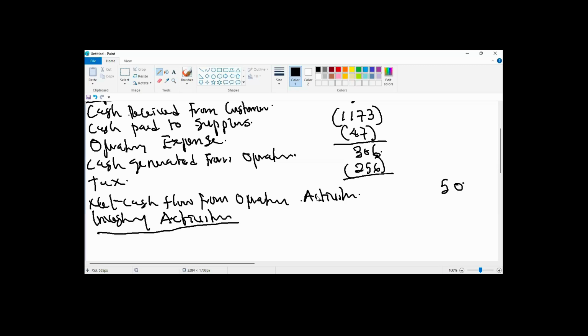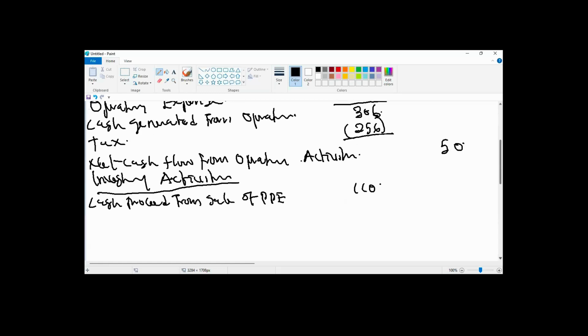So investing now, if they dispose, I'll bring the cash. I'll now say cash proceeds from sales of PPE, which is one thing. Next, would they buy PPE? That is the major calculation.